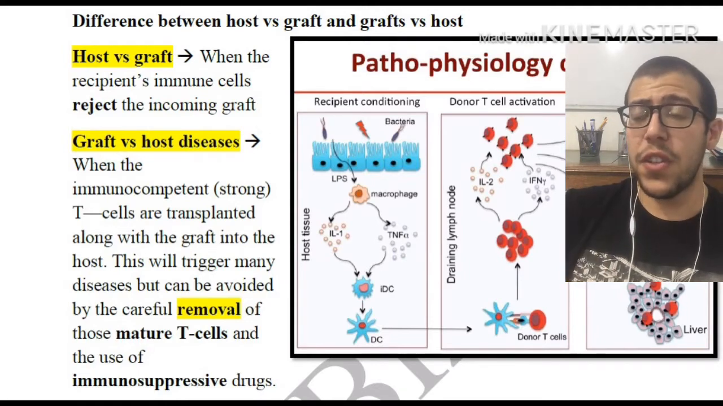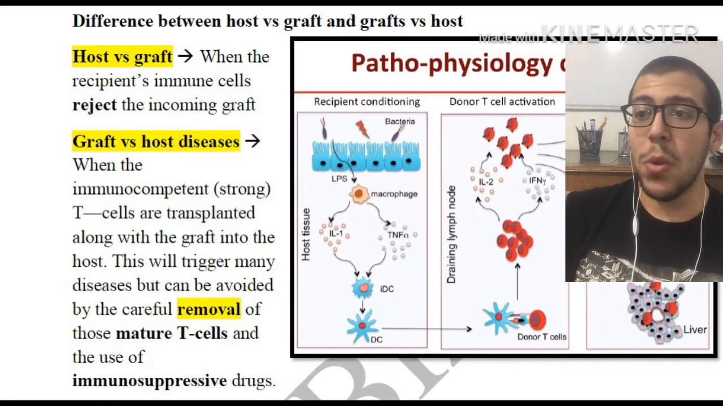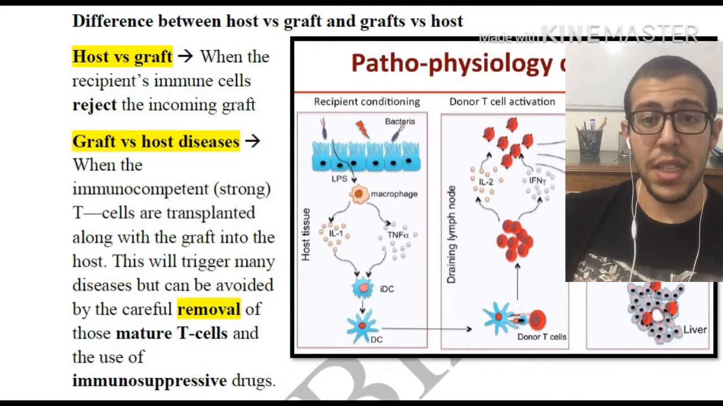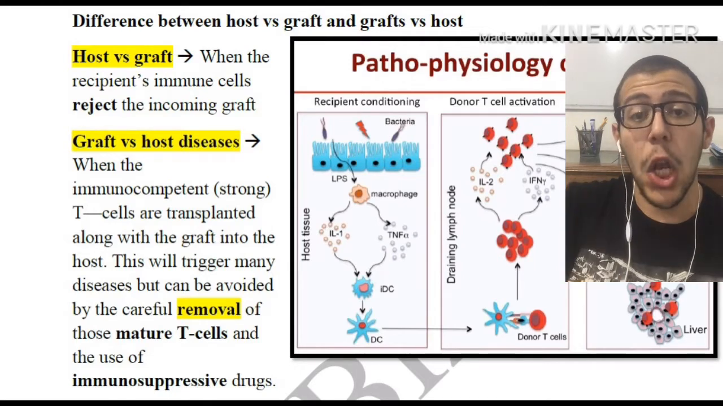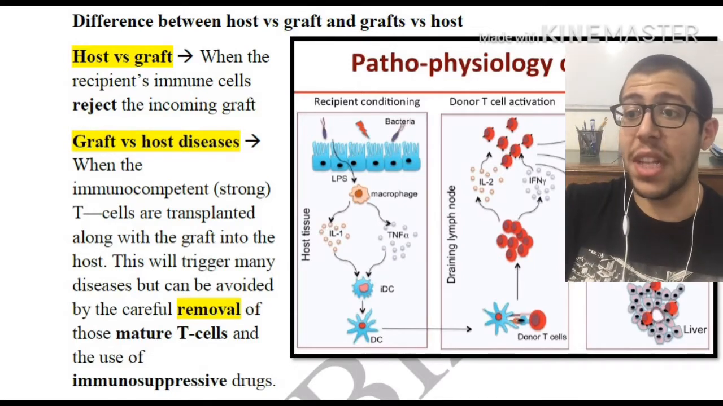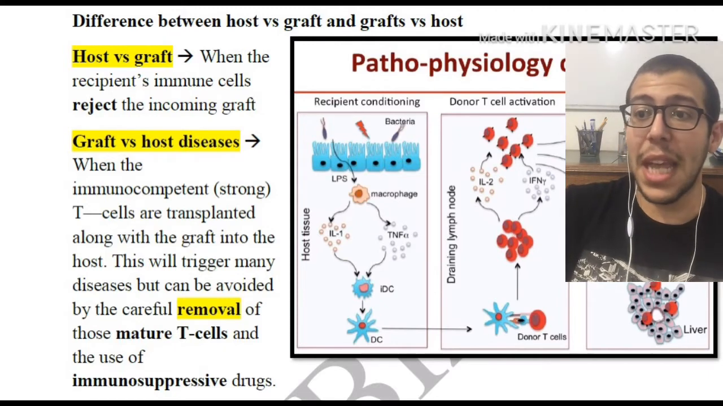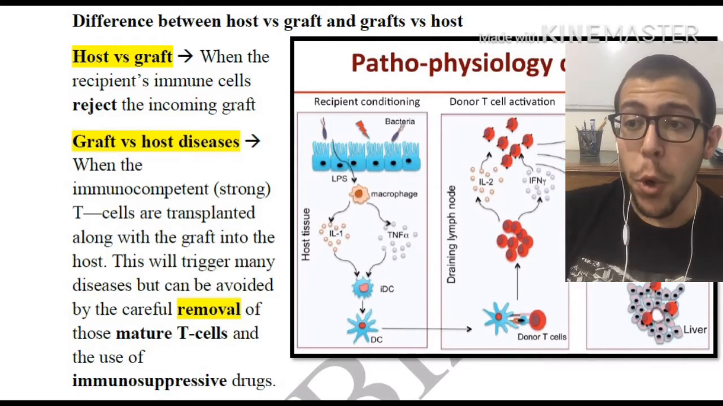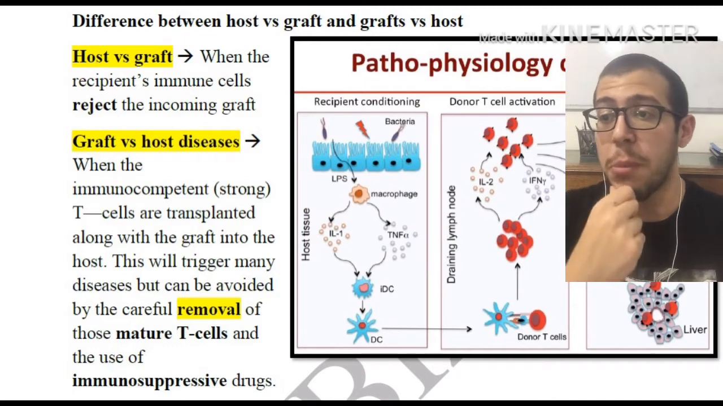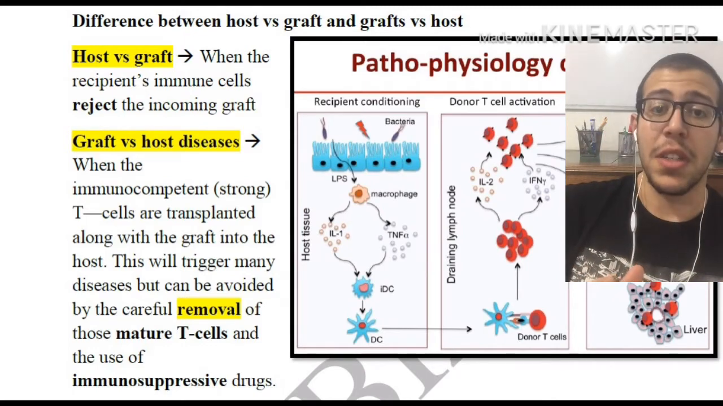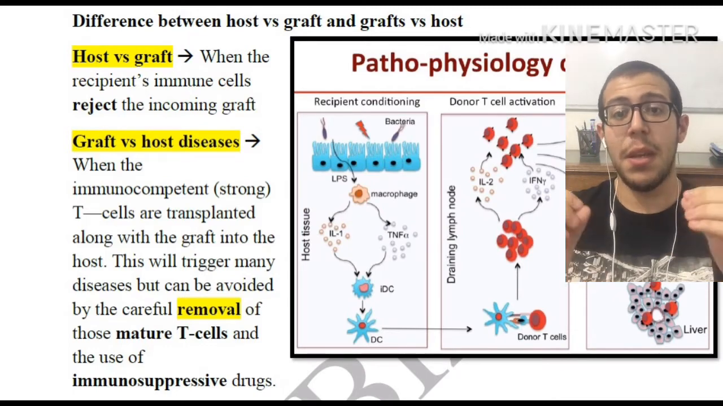Now, the graft versus host disease, this is when the immunocompetent T cells or strong T cells are transplanted along with the graft into the host, and this is going to be triggering many diseases but can be avoided by the careful removal of these mature T cells and the use of immunosuppressive drugs. Now, this is very important, guys. So let's try to understand this bit by bit.